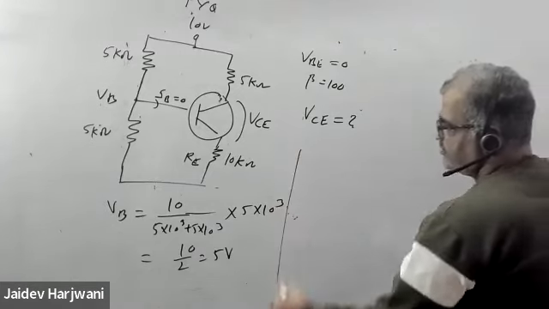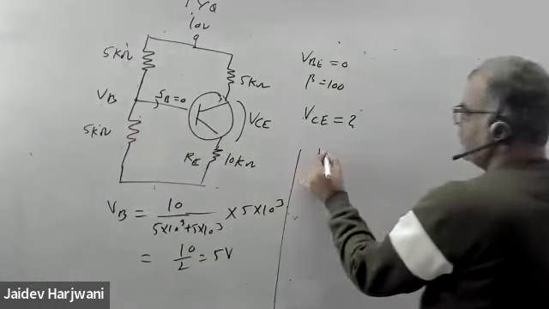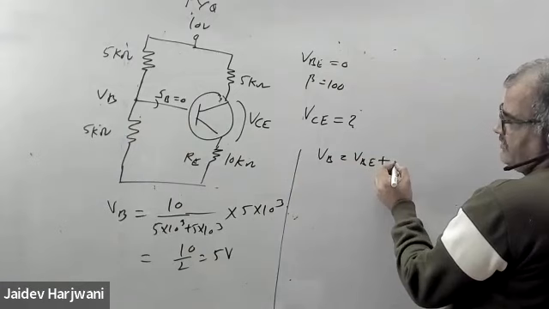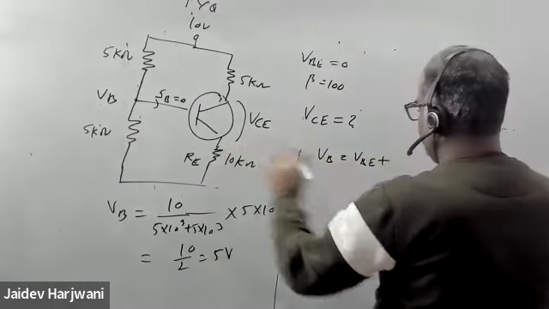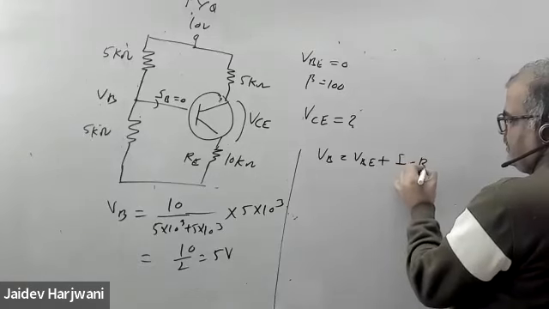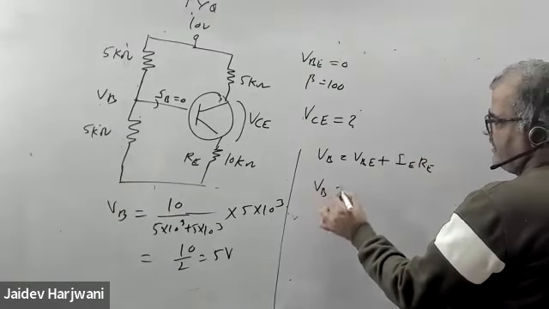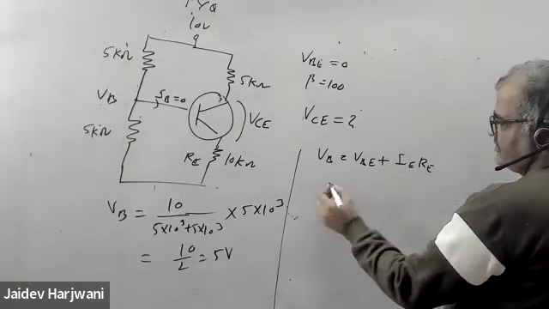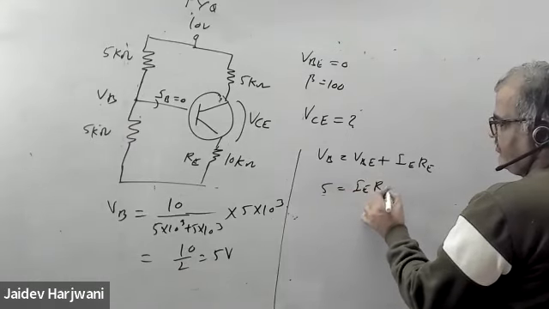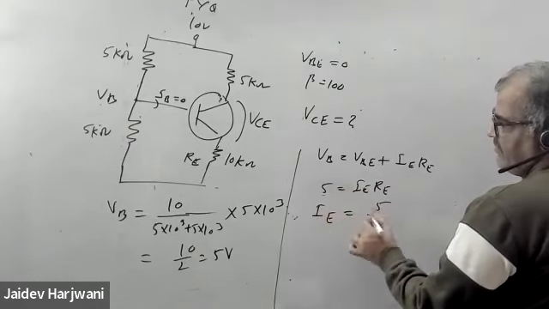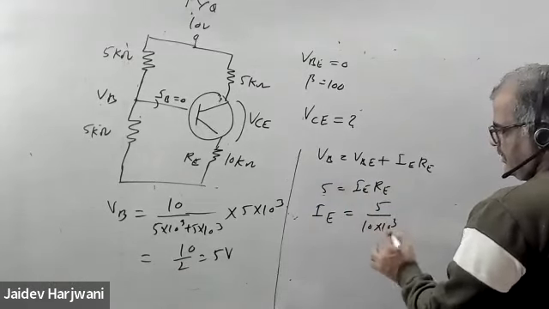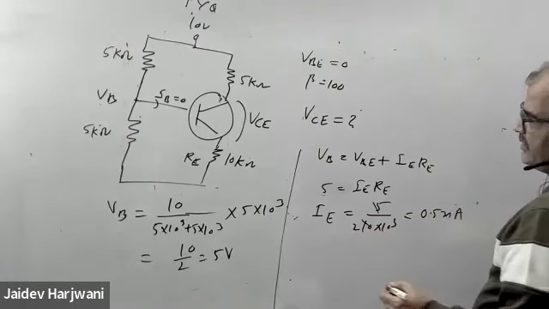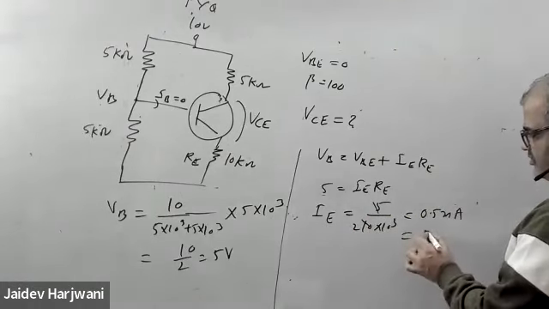Now this VB is equal to VBE plus IE RE. VB is given as 5 volts, so the voltage across RE will be 5 volts. From here you can find IE: 5 upon RE, which is 10 kilo ohm, gives 0.5 milliampere. Now you know IE, so you can say IC is also 0.5 milliampere.